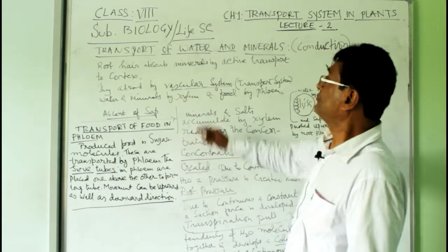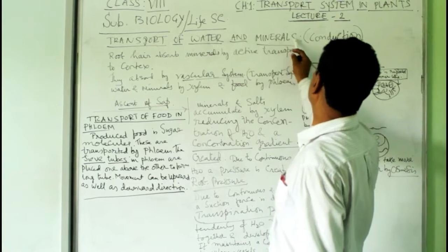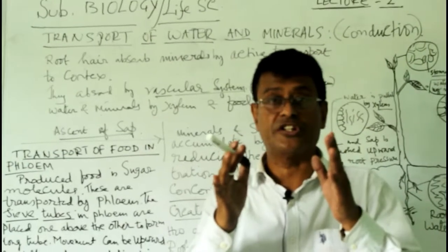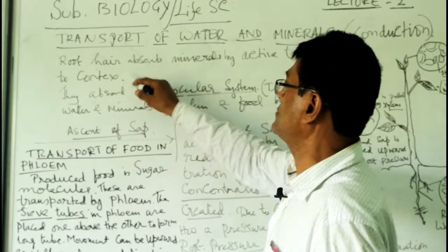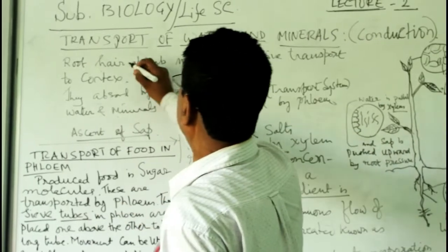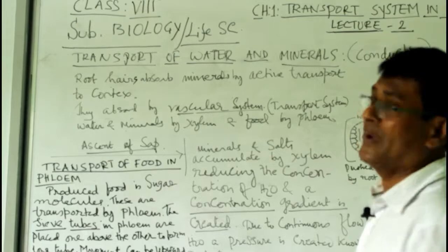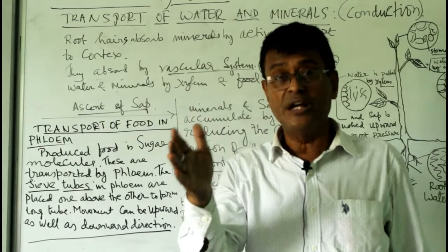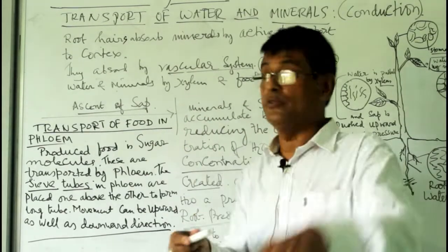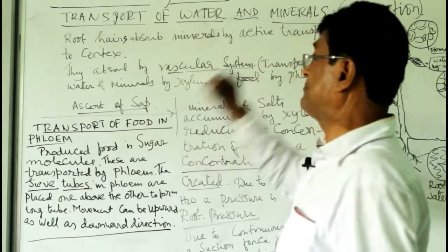Well, children, now we have to see the transport of the water and minerals, which is known as conduction. Now, root hairs absorb minerals by active transfer. You have already come through diffusion and active transfer. Here we have the root hairs absorbing minerals by active transfer.